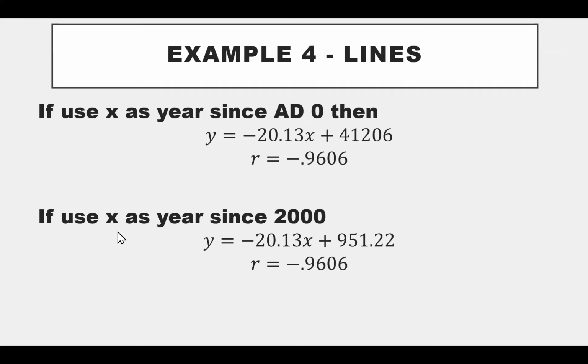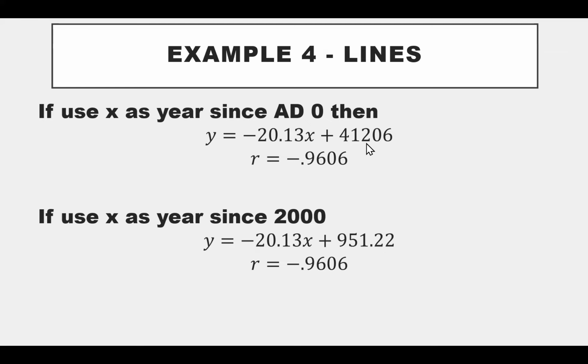If I use the X value as the year since 2000, most of the components of my line and Pearson correlation coefficient are going to be the same. My Pearson correlation coefficient is exactly the same. It's negative 0.9606. So whether you use 2008 or whether you just use 8, your R value, the fit of your line, is going to be exactly the same. Also, the slope of the line is exactly the same as well, negative 20.13.